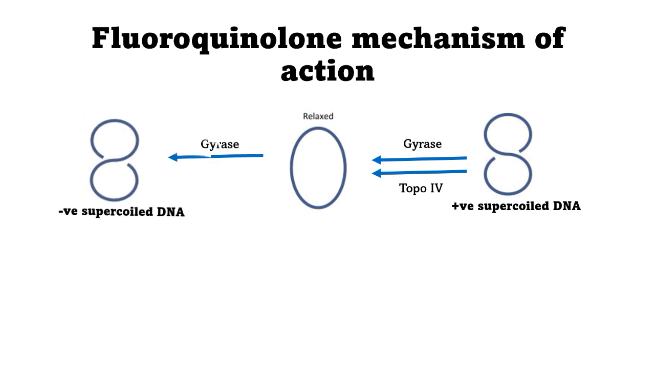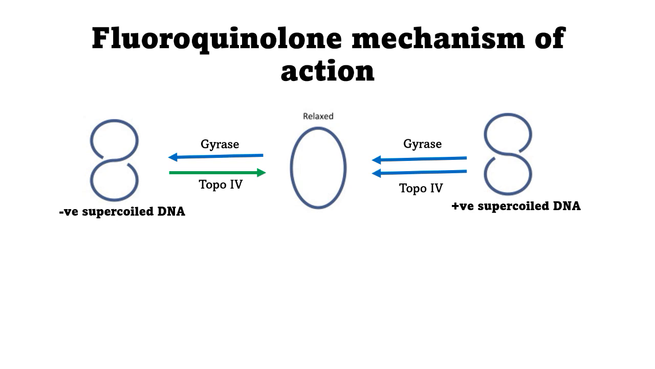On the other hand, gyrase can also convert the relaxed state into the negatively supercoiled state of the DNA. So gyrase's goal is to convert positive supercoil to the relaxed state and relaxed to the negative supercoiled state, while topo 4 can convert positive supercoil to the relaxed state and also negative supercoil to the relaxed state. So topo 4 only relaxes the DNA.